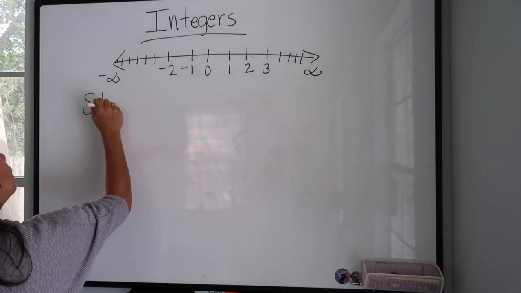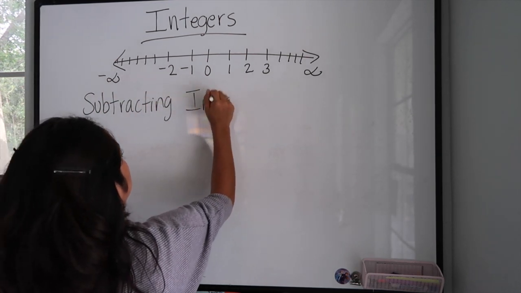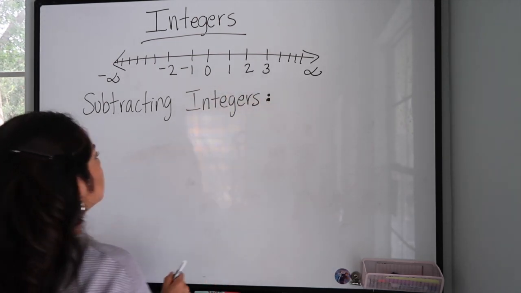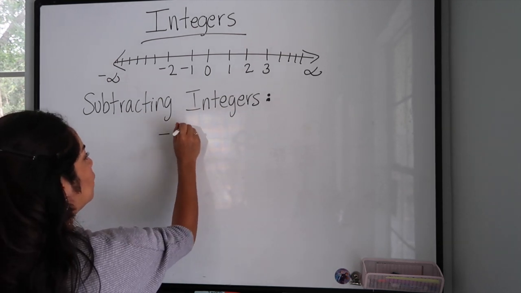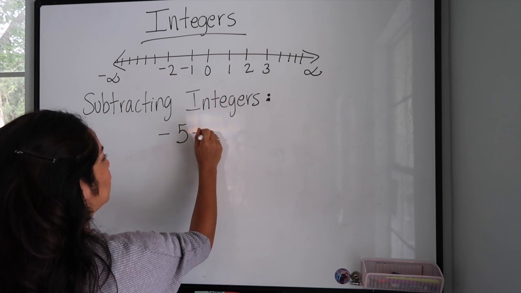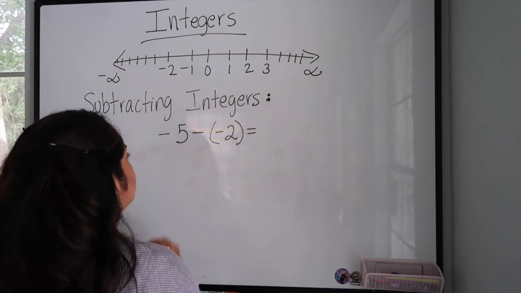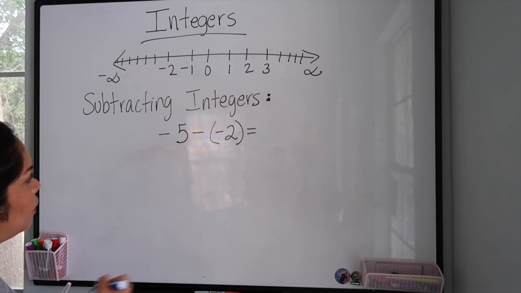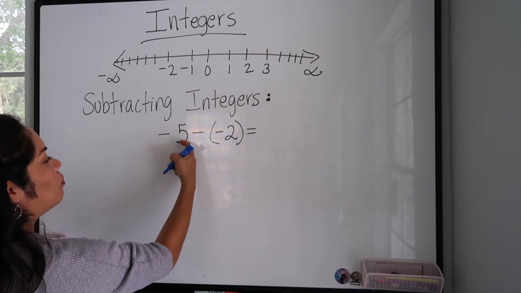For subtracting, let me use the same number. So I'm gonna say -5 minus -2. For subtracting integers, we have to follow steps. The first one is, you're gonna keep the first number the same.